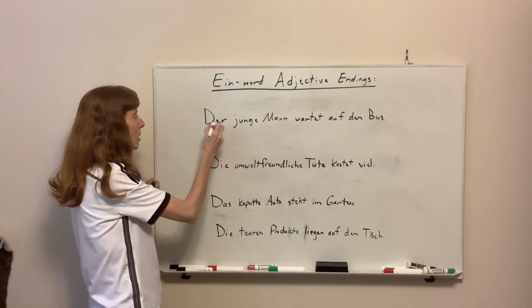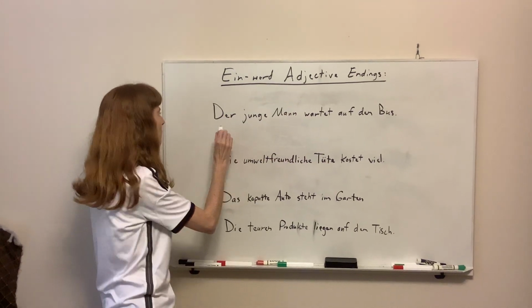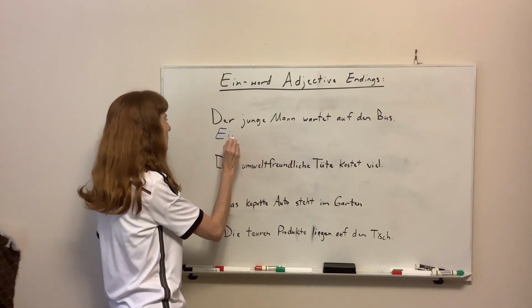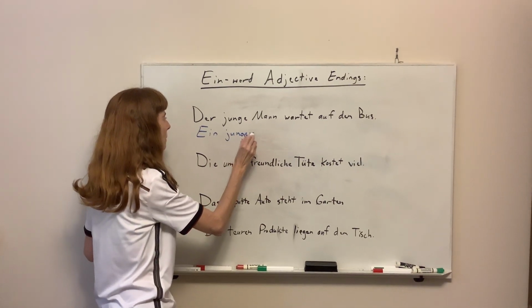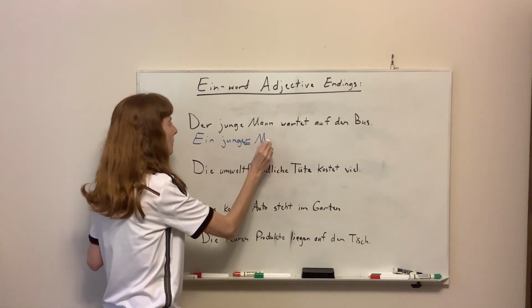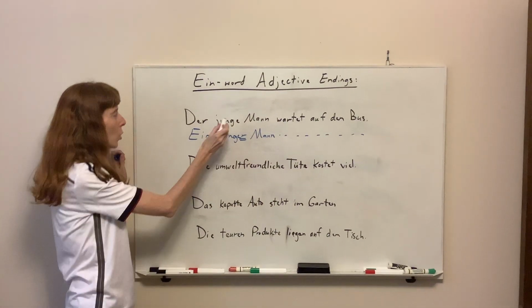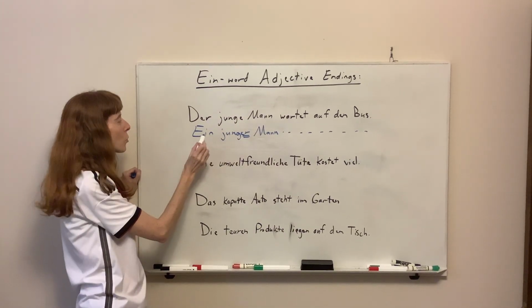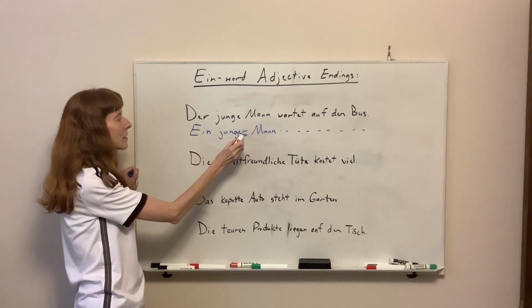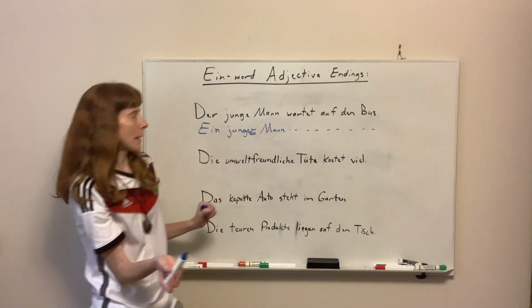Now if I were going to change that to a young man is waiting on the bus: Ein junger Mann wartet auf den Bus. So up here with the der word, we have an E at the end. With the ein word, we have an R at the end. And you may be wondering why.